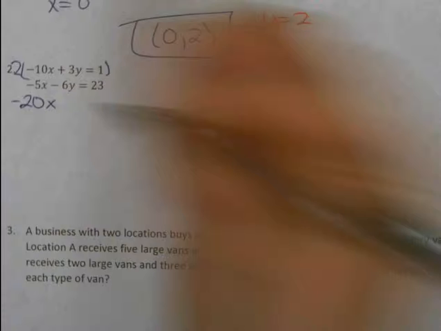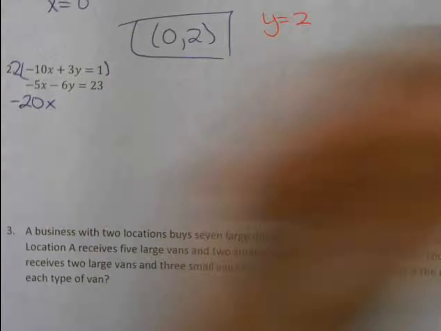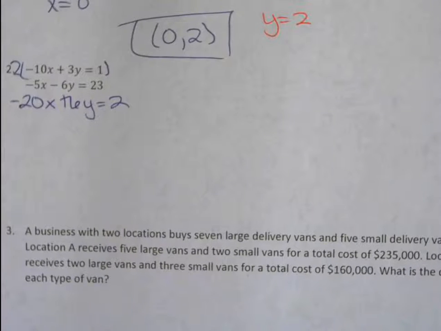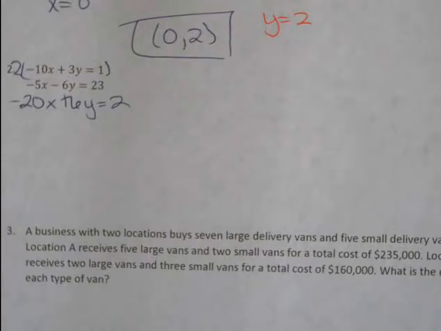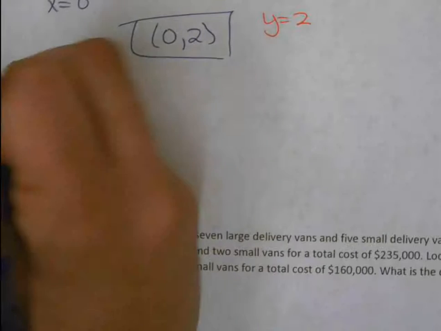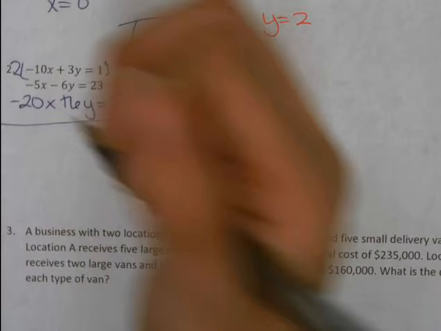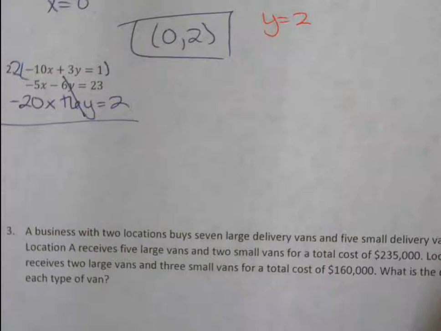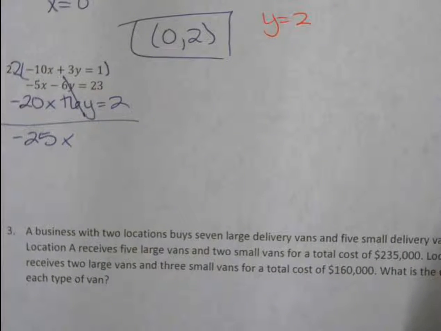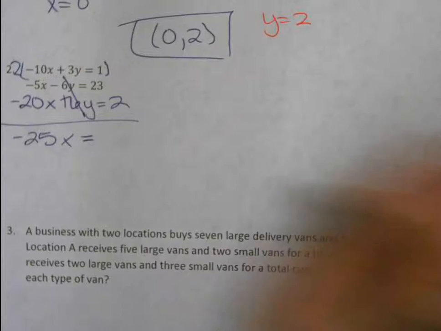Negative 20x plus 6y equals 2. Am I done? I multiplied by 2. Is that my answer? No. What do I gotta do? Okay, so I'm going to add down and eliminate. So the y's cancel out because they have opposite signs. Negative 5 minus 20. Negative 25. 23 plus 2. Try again. 25.